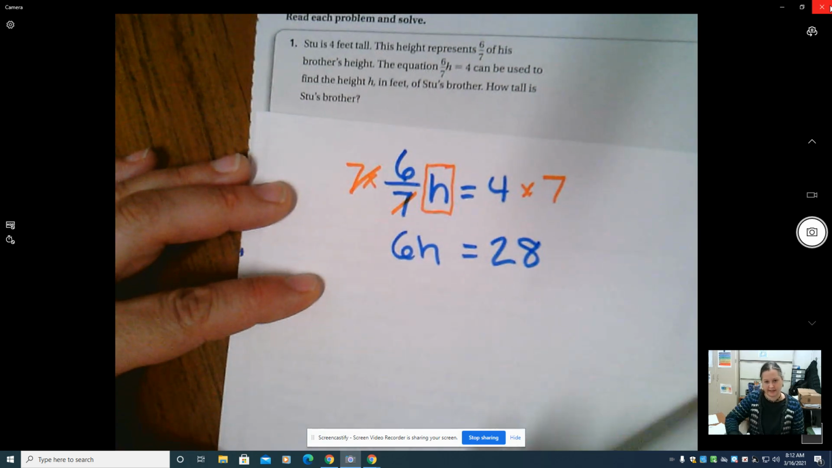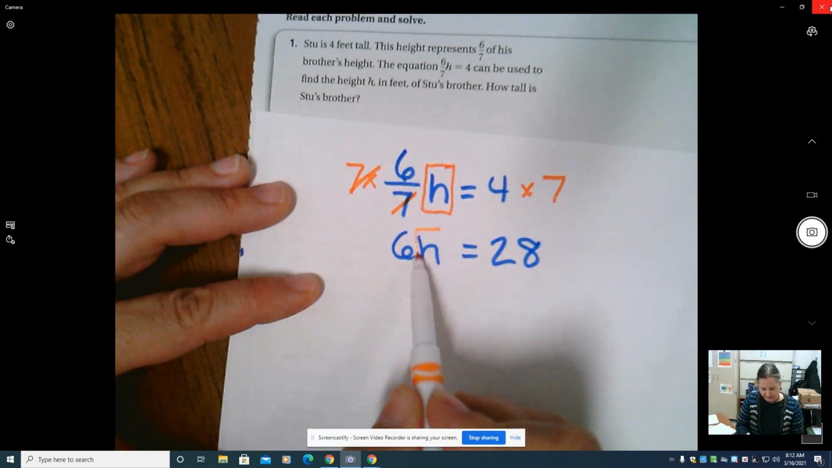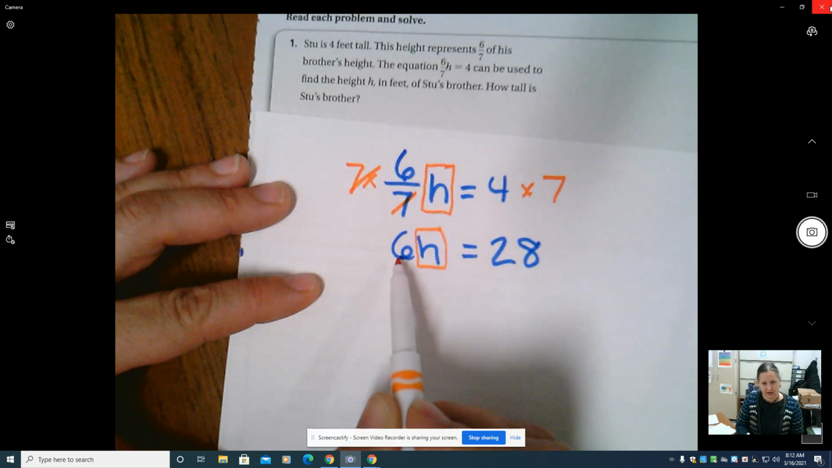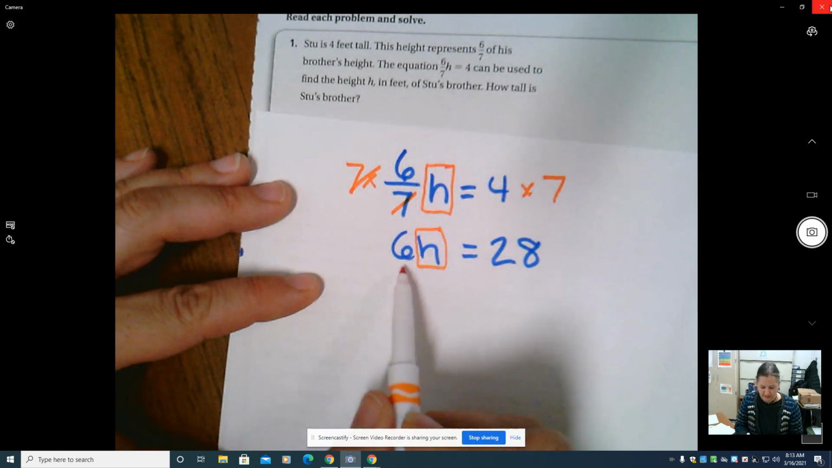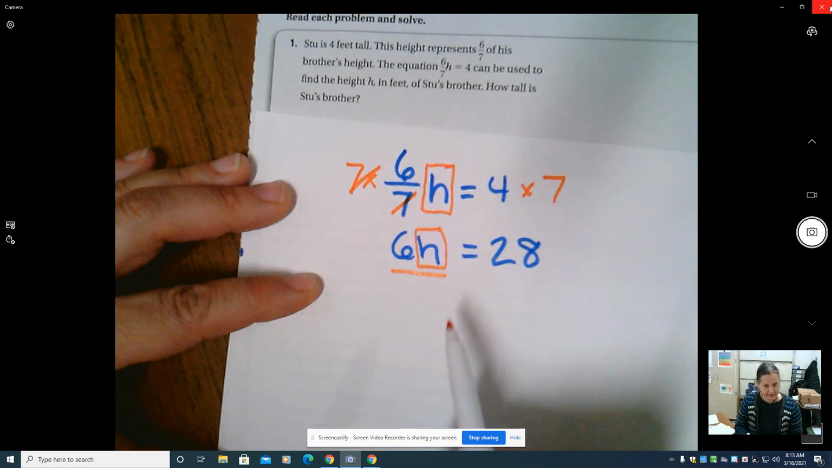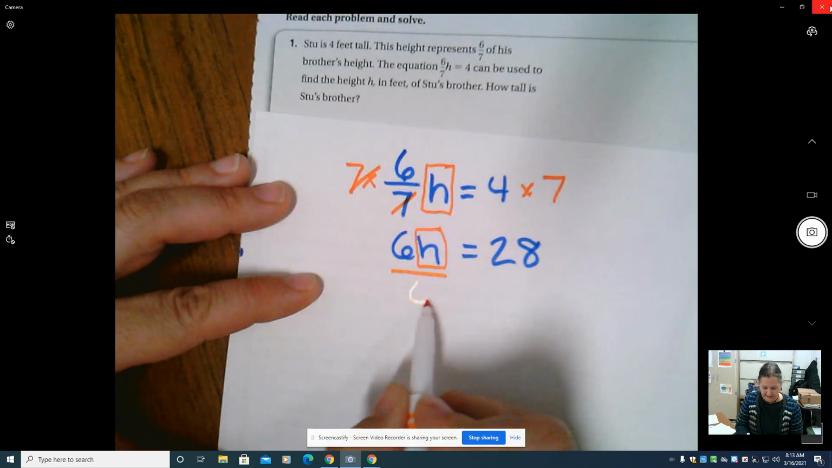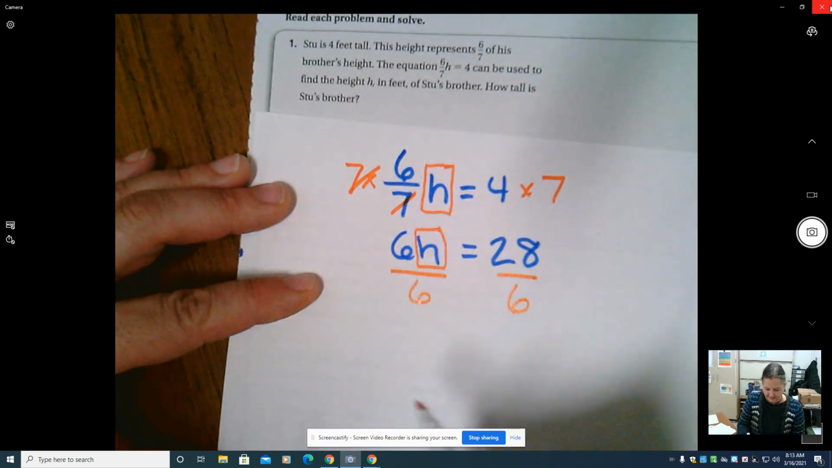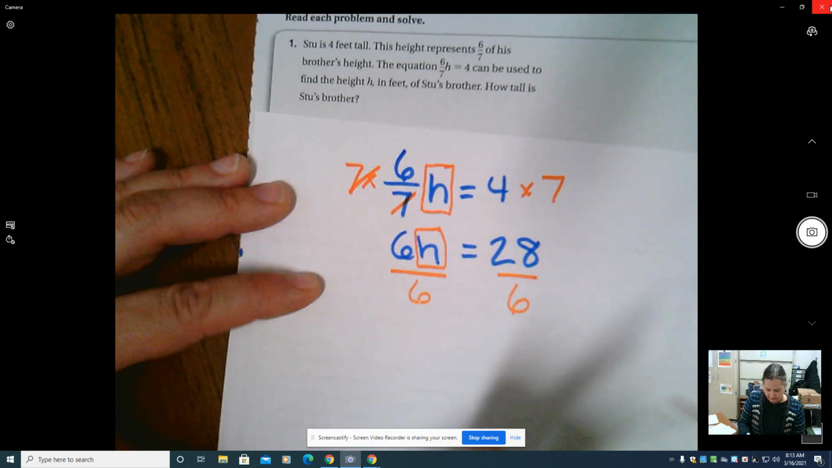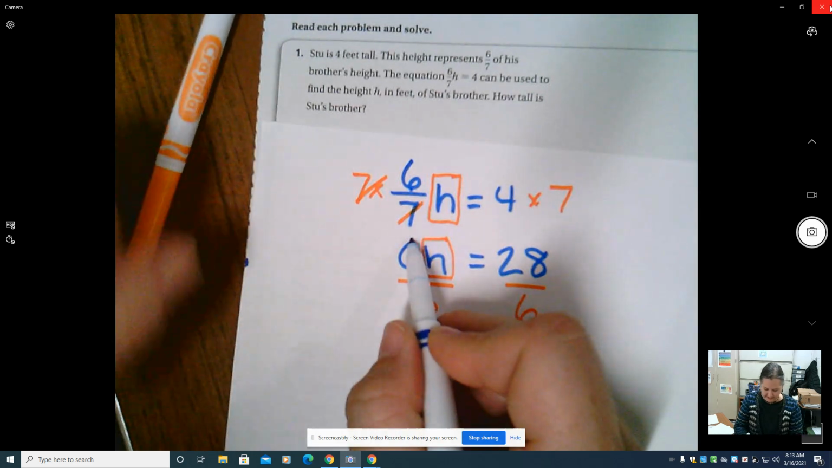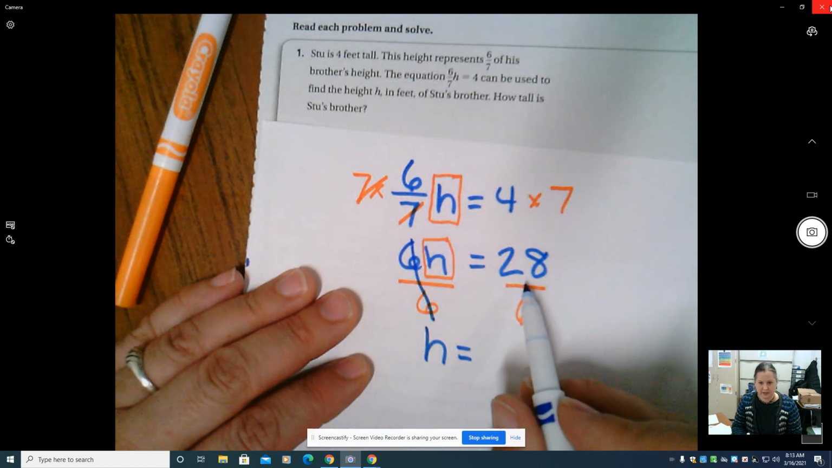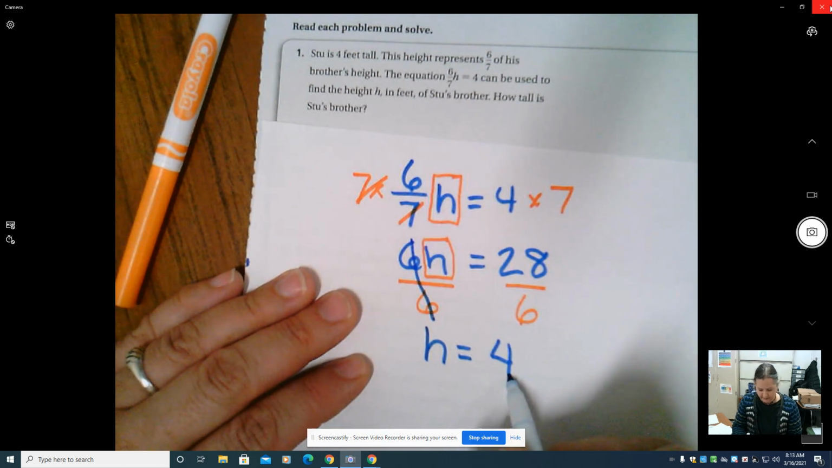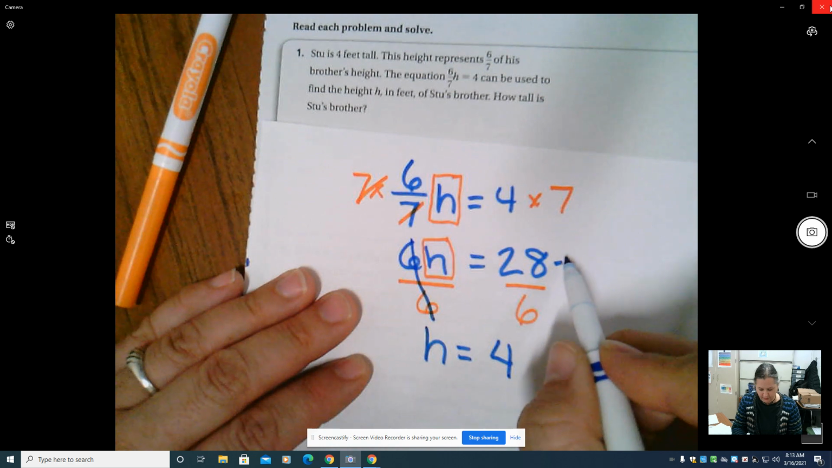All right, our next step again is to look for the variable and get it by itself. And we have just a 6. The coefficient 6 is being multiplied times the h. So the opposite or inverse operation of multiplication is division. So we're going to divide both sides by 6. And on this side, these two cancel. We're left with h equals 28 divided by 6. 6 goes into 28 4 times. So that 6 times 4 is 24.